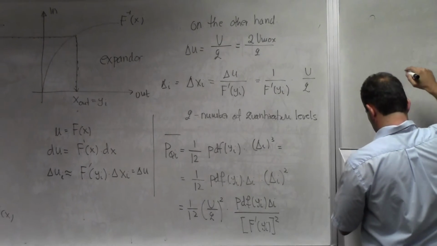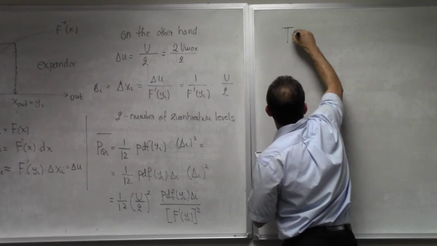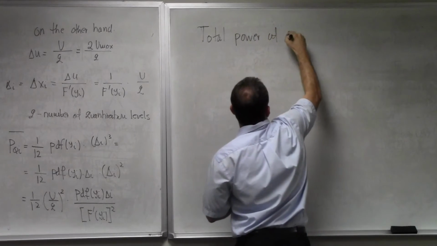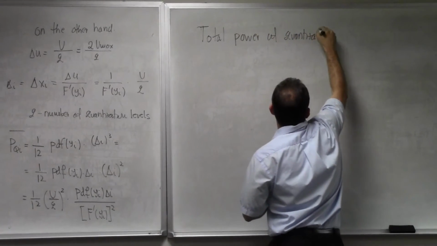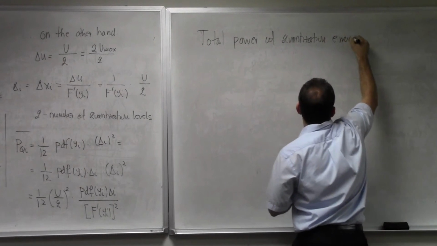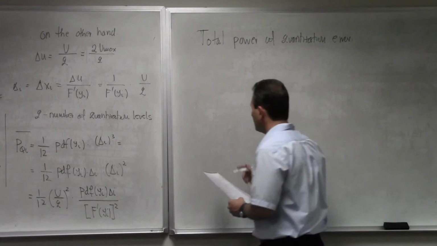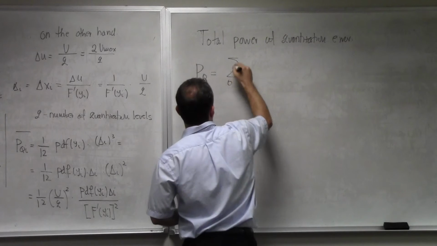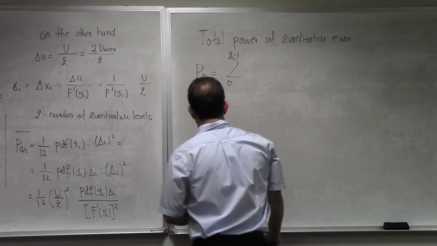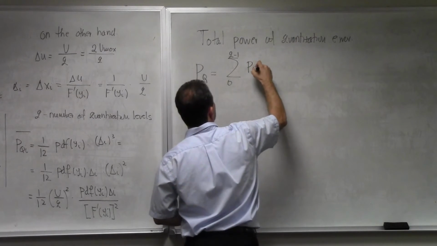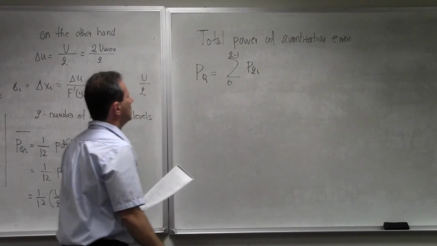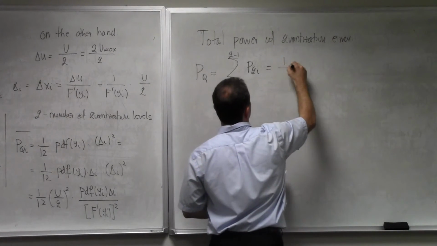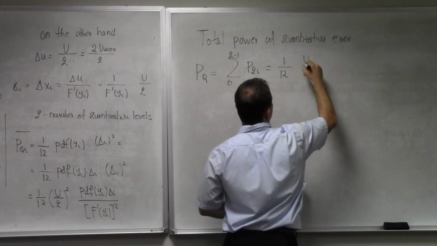So the total power of quantization error, or power of the quantization noise, is given like this. P_Q is equal to the sum from 0 to q minus 1, across all different quantization intervals, of P_Qi, where this is the power in the individual quantization interval. So this becomes 1/12, and then I have u over q squared.